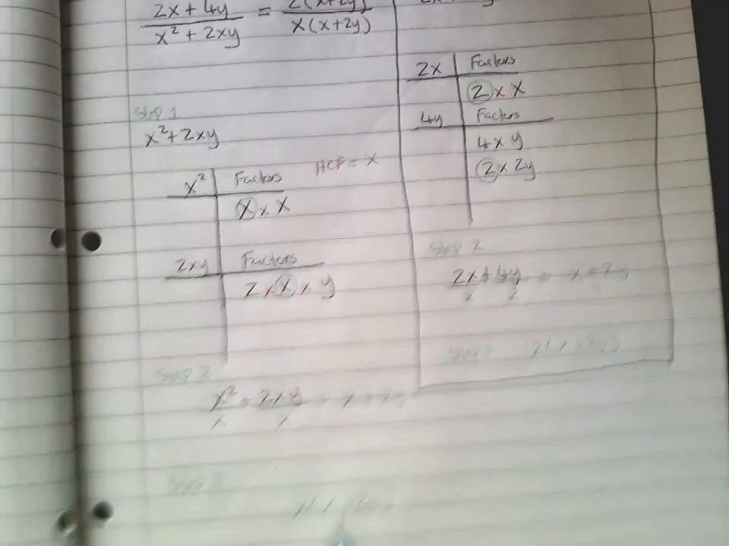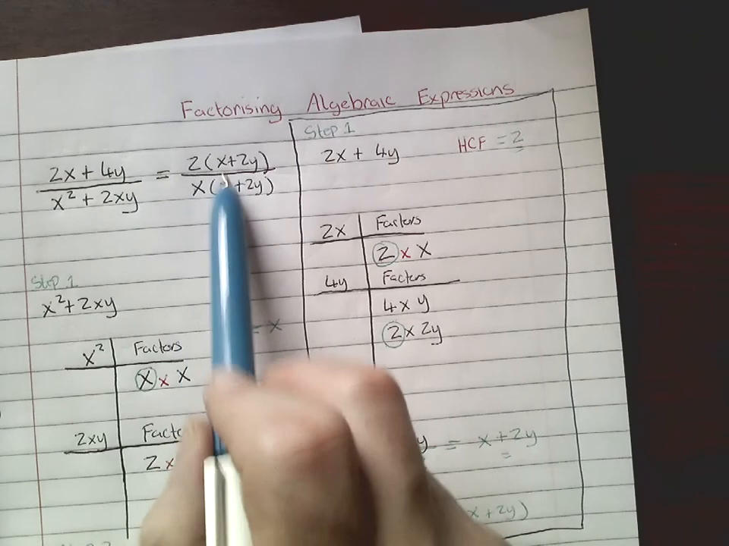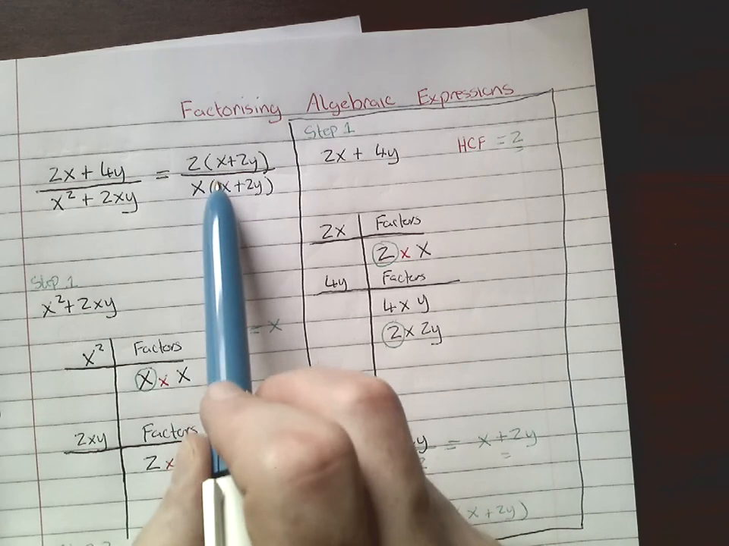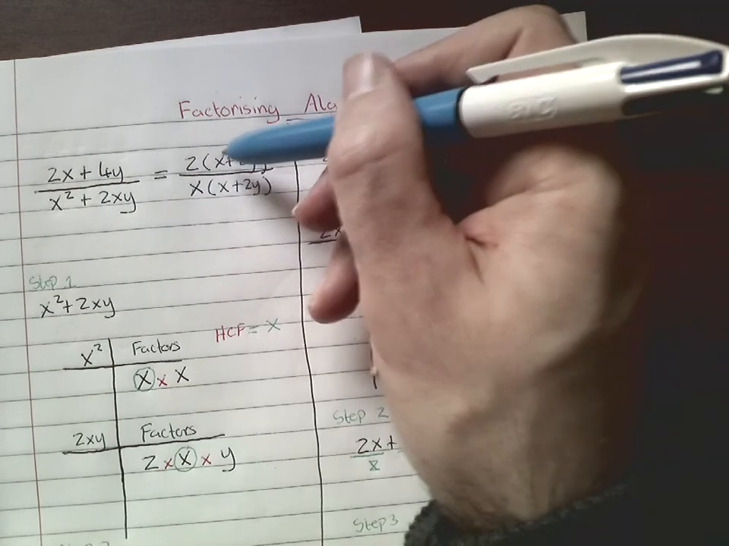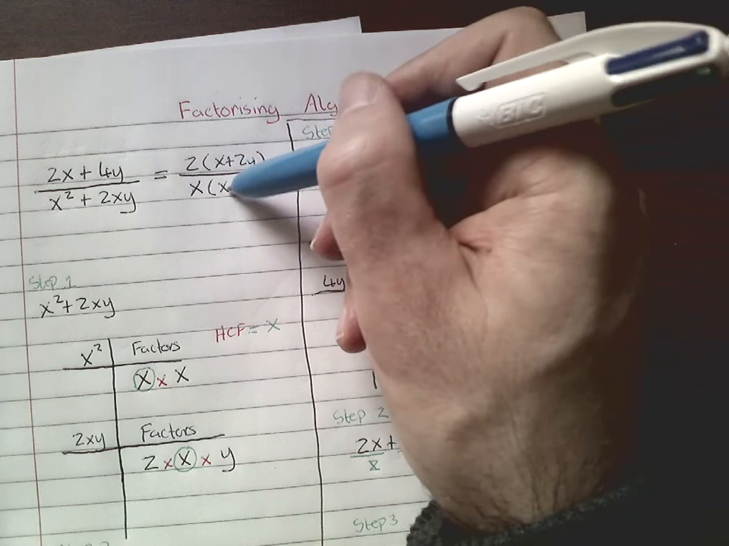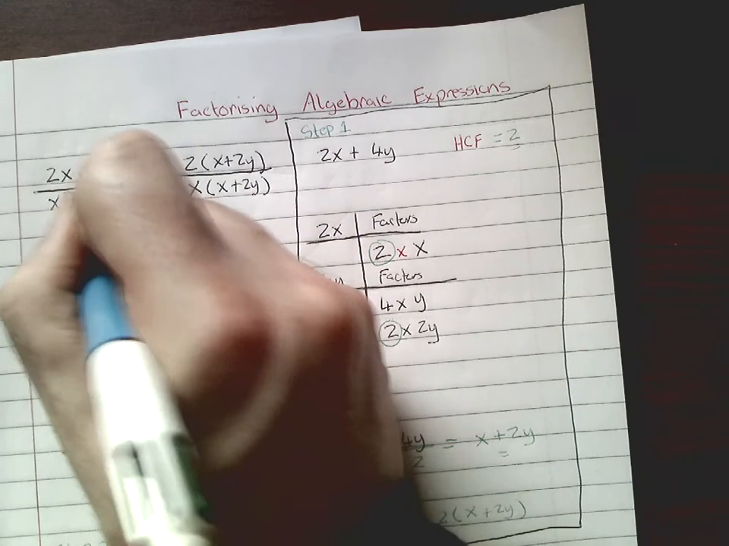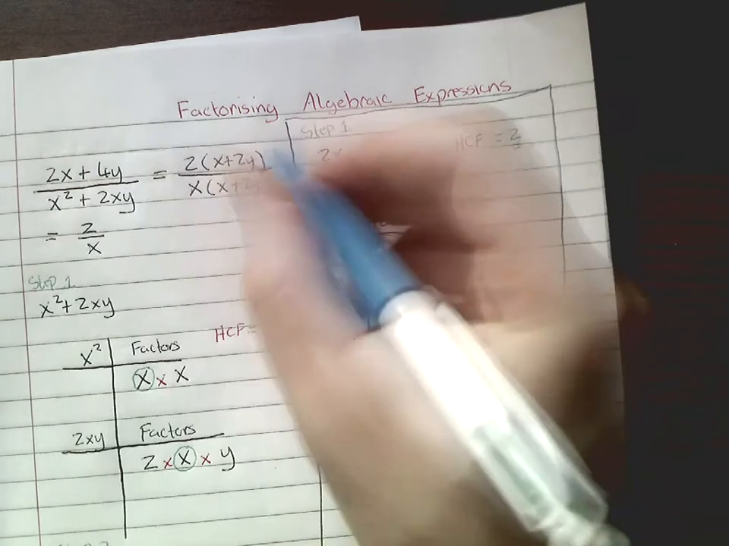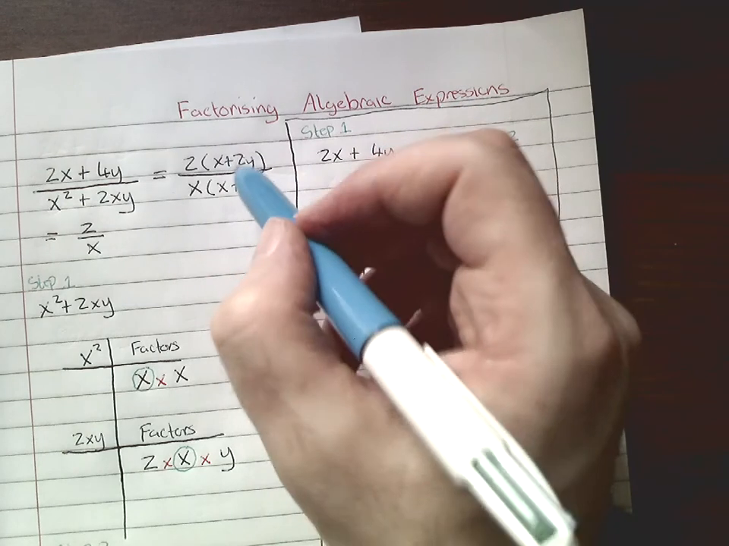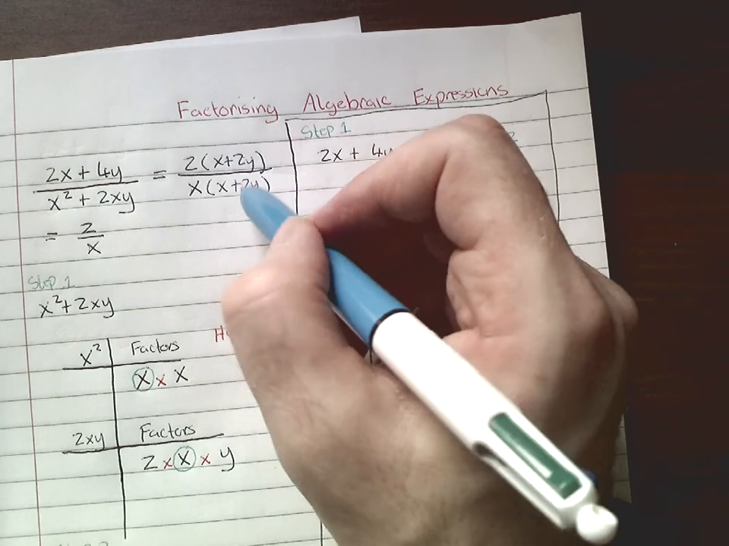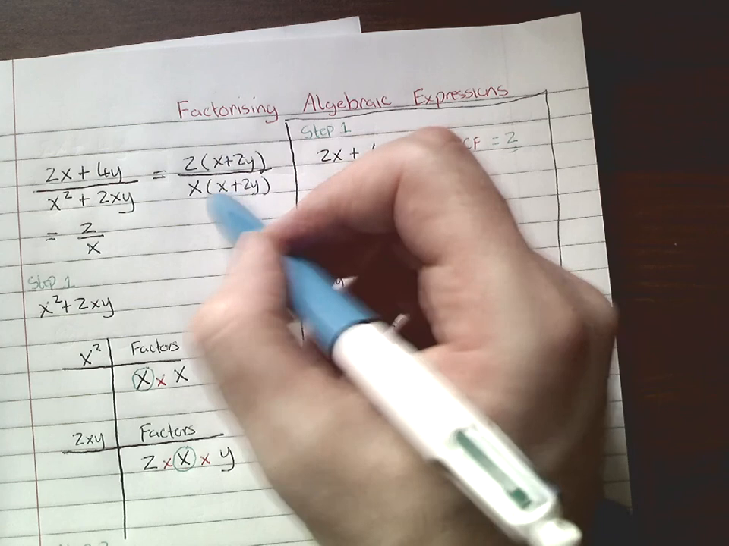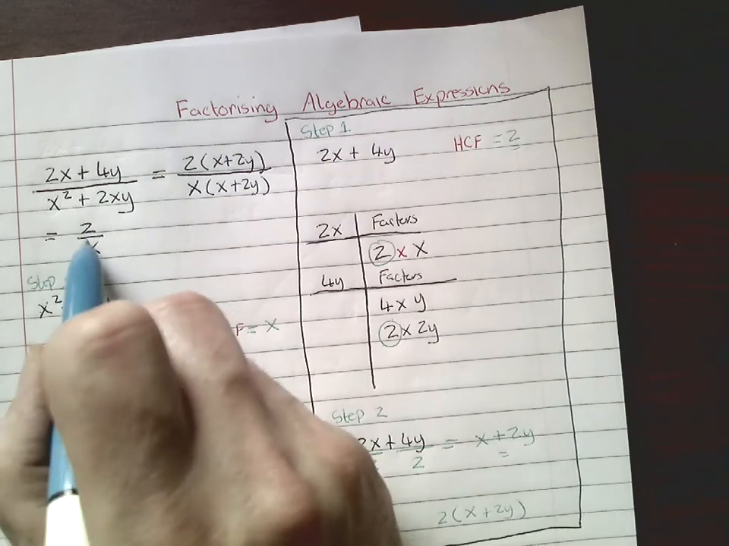Now we have a look at these and see, can we simplify this any more? What we can see is that x plus 2y will divide into x plus 2y. So if we simplify this some more, it's just going to simplify to 2 over x. This will divide into this. It'll go in once, and then 2 by 1 is 2, and x by 1 is x. So it'll just simplify to 2 over x.